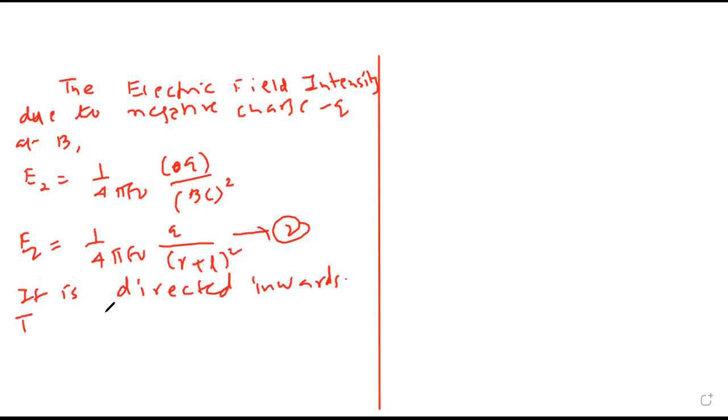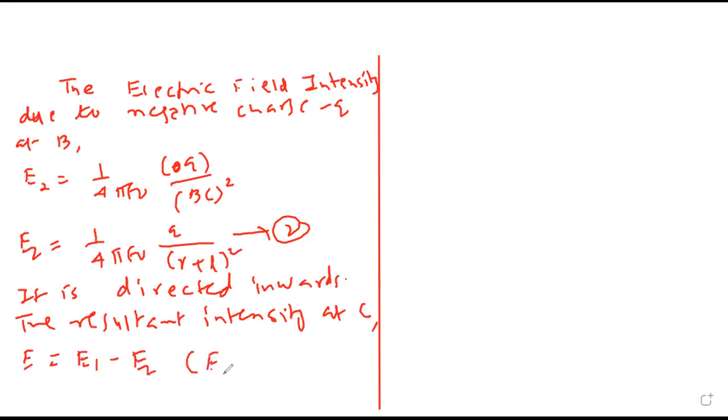The resultant intensity at C, E equals E1 minus E2, because the denominator of E1 is smaller, therefore its answer is larger.